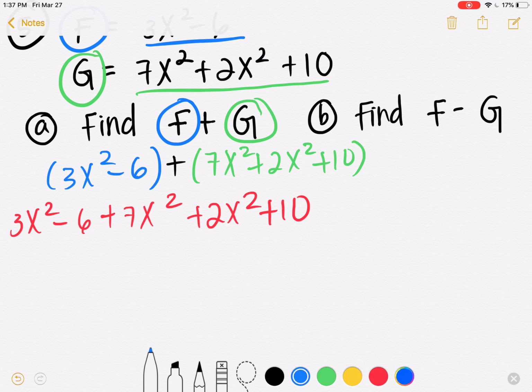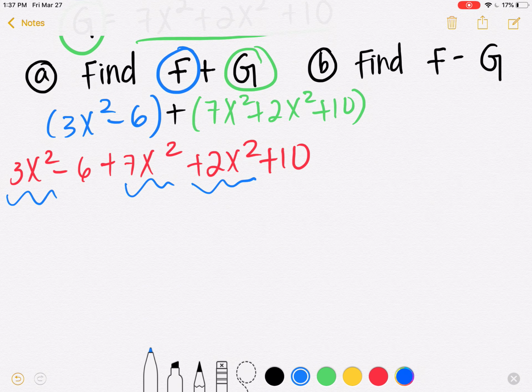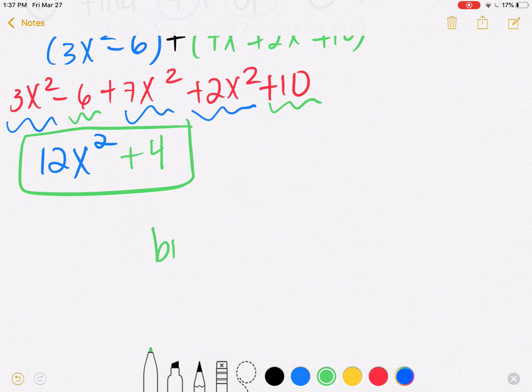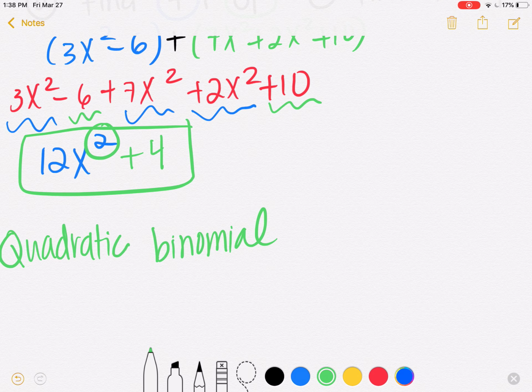Then you combine. Okay, so I have 1, 2, 3 square terms. So what I'm going to do is just go ahead and add those together. So here I have 3 plus 7 plus 2, that's going to give me 12x squared. Then you can combine the other ones. So the other ones are going to be constants. Negative 6 plus 10 is positive 4. Okay, this is a binomial. There are 2 terms, and the highest power is 2, so it's a quadratic. So this is a quadratic binomial.